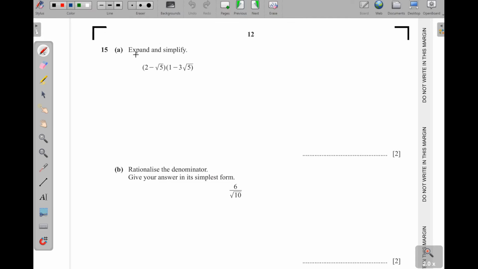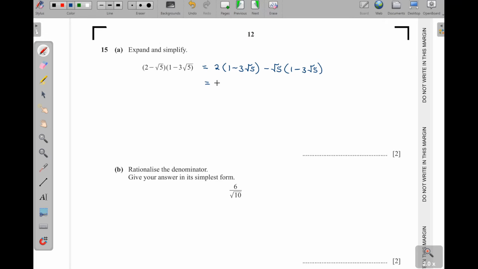Question 15, part A, expand and simplify. This one is actually coming from Surds. Remember, whatever is in the first bracket is supposed to multiply with whatever is in the second bracket. So meaning 2 will have to multiply with 1 minus 3 root of 5. And then remember, this sign here goes with this, like I told you before. So we shall have minus root of 5, also multiplying with 1 minus 3 root of 5.